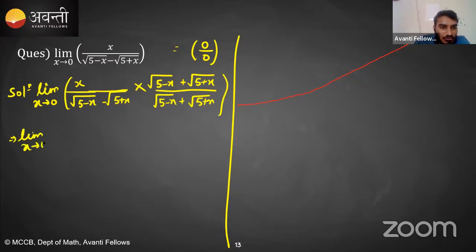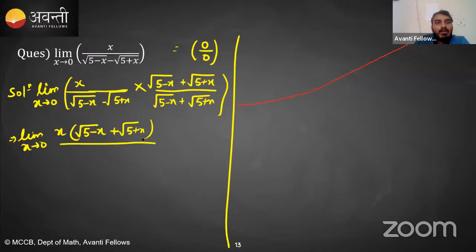So what does this become? Limit x tends to 0, x into under root of 5 minus x plus under root of 5 plus x. And in the denominator, what are you seeing? A minus b into a plus b, which is a square minus b square. So 5 minus x minus of 5 plus x. Is this clear? Okay. So in the denominator, 5 and 5 cancel out. What are we seeing? Minus x minus x, so minus 2x.